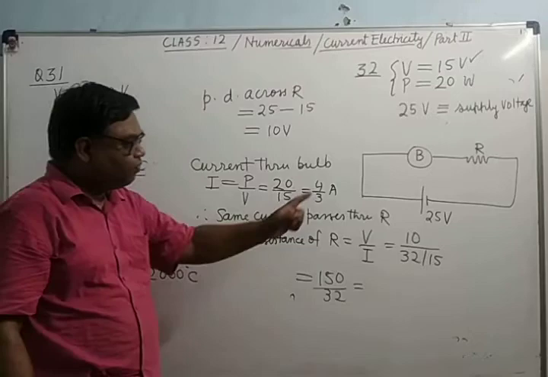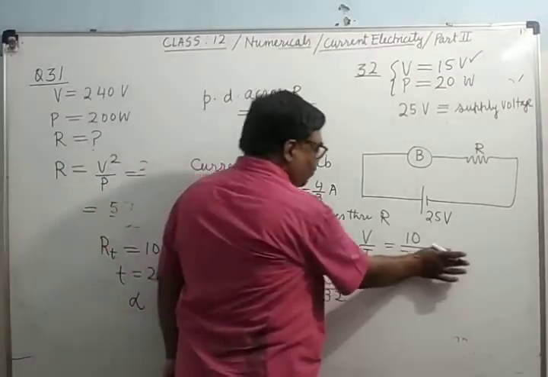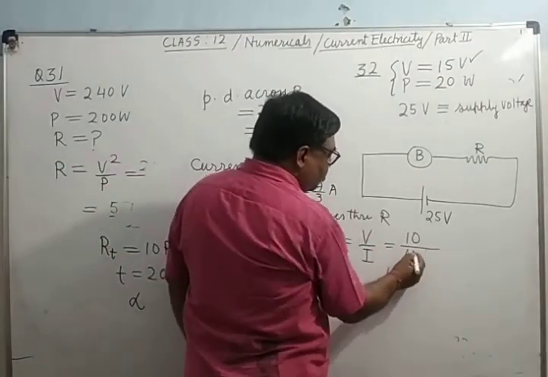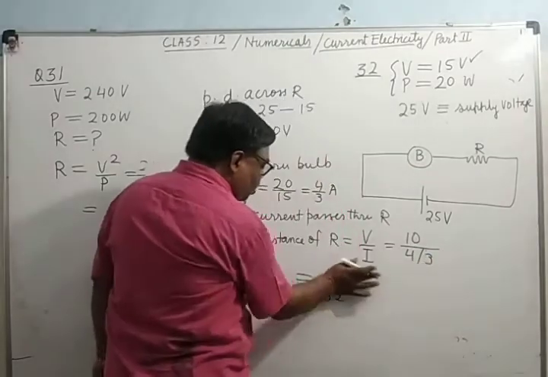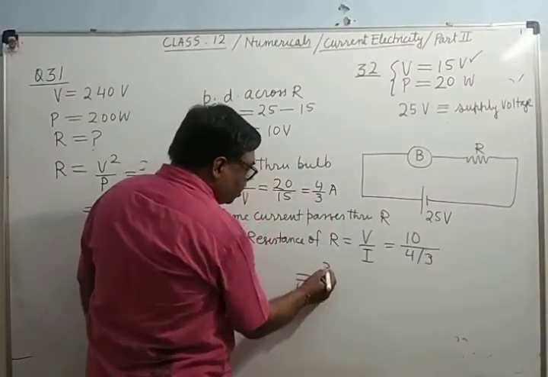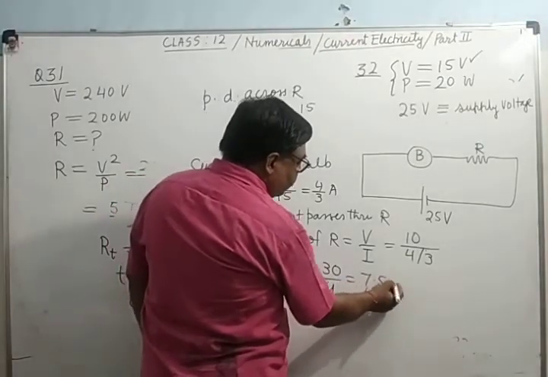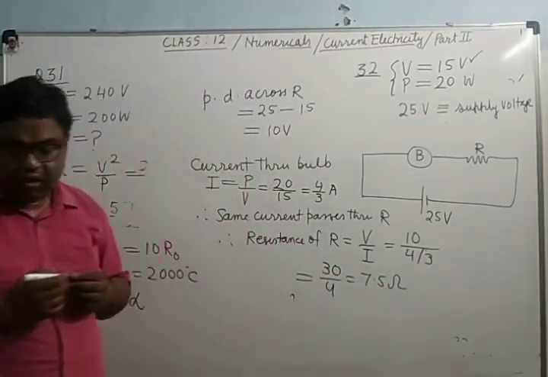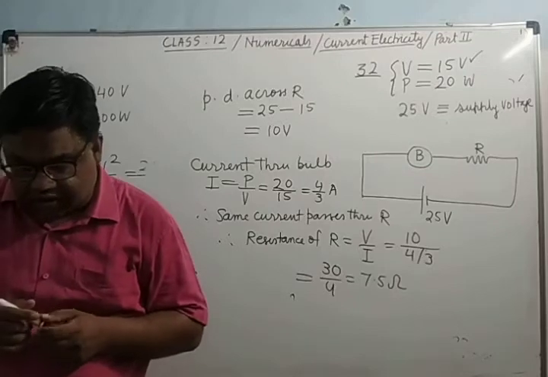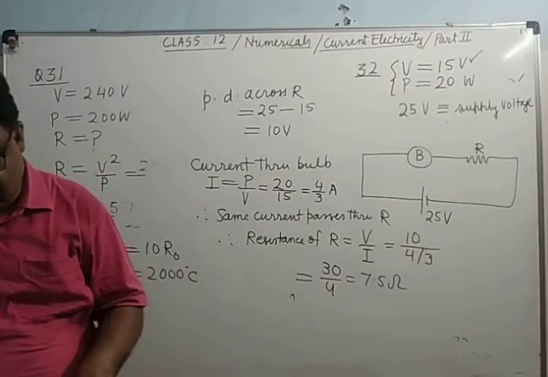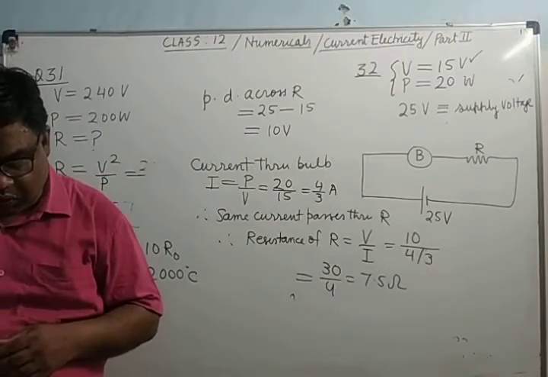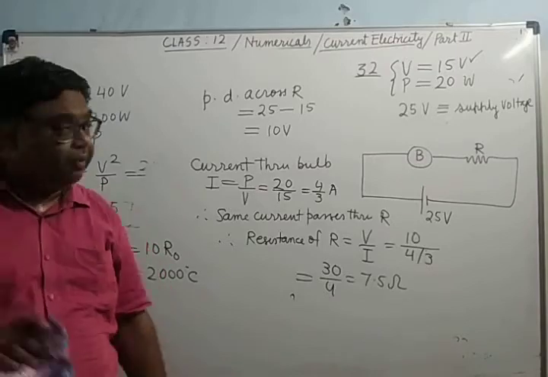Now the same current will pass through R. So it will be equal to how much? 10 divided by 4 upon 3, so it is 30 upon 4, so 7.5 ohm. This will be R. Then you have to find the resistance also, that we have done. It's clear? Then one more thing, the resistance of the lamp.